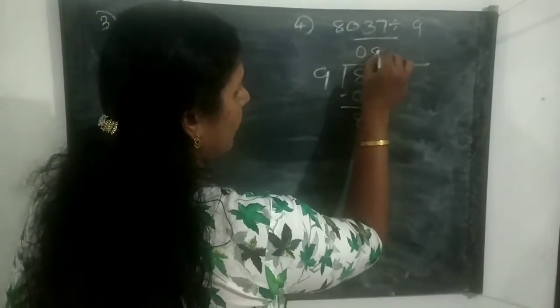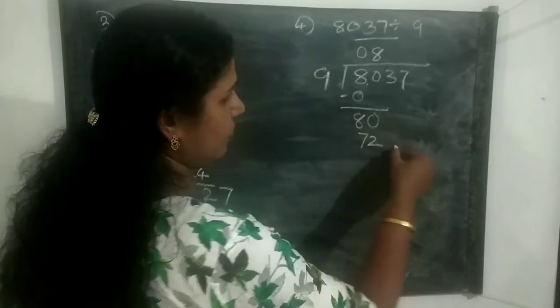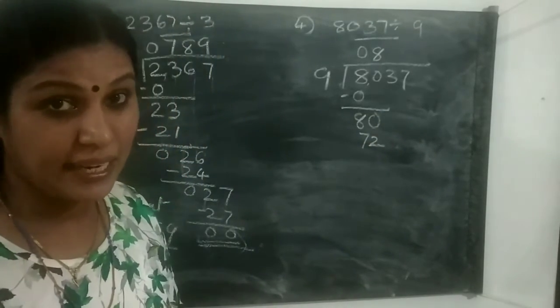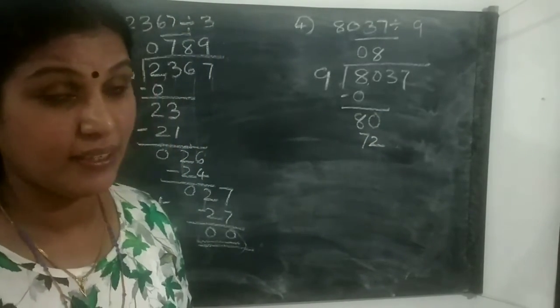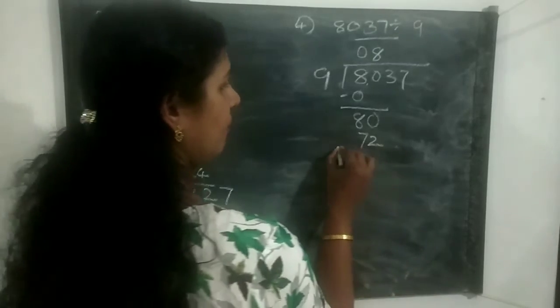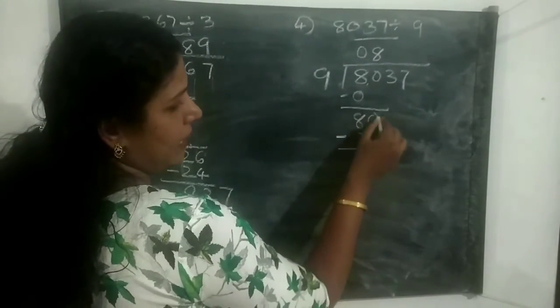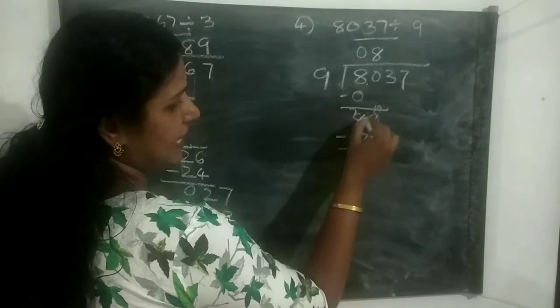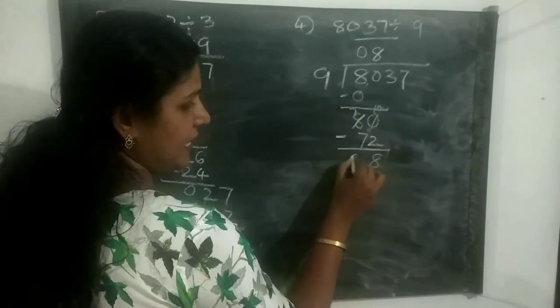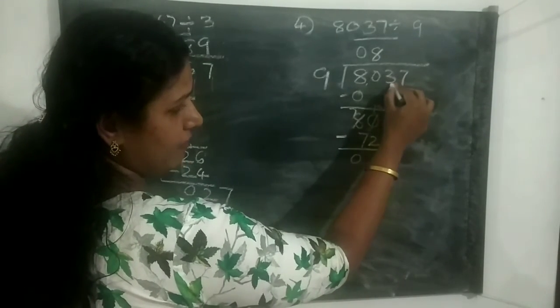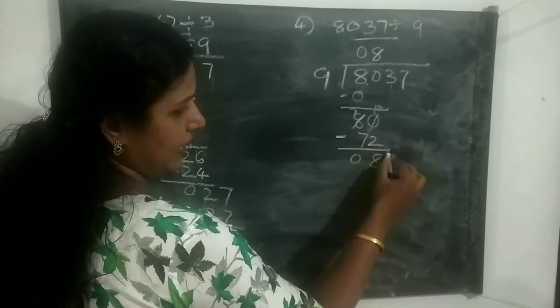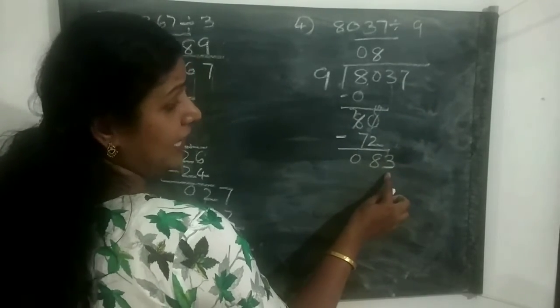9 9s are 81. 9 8s are 72. So here we write as 72. Then 0 minus 2, that is, here we get 10 and it is 7. 10 minus 2 is 8. Here we write 0. Next we bring down 3 from here, that is, we get as 83.